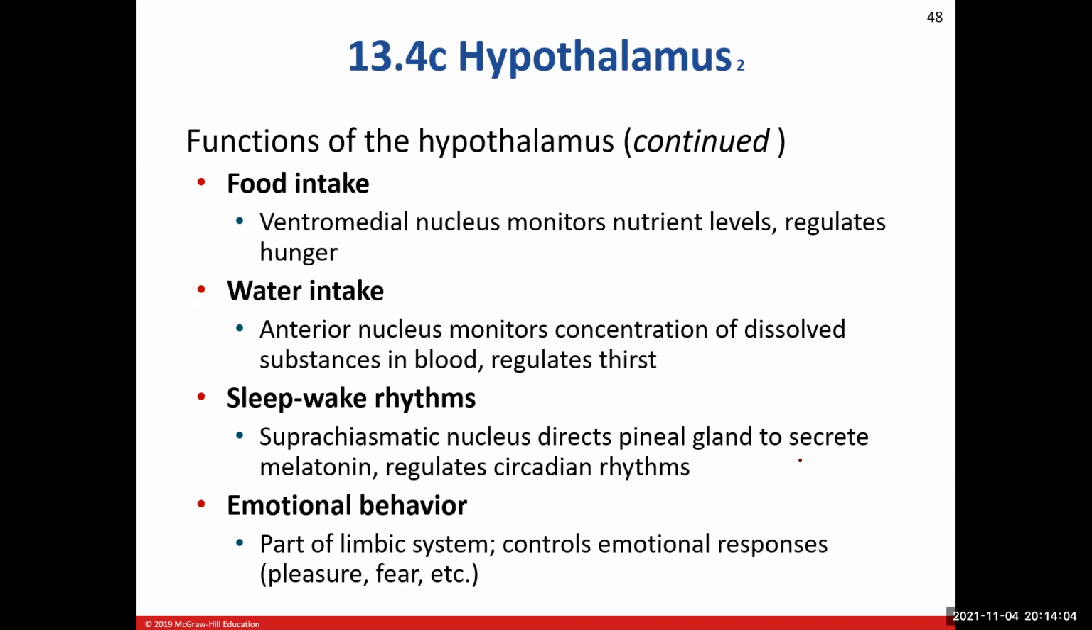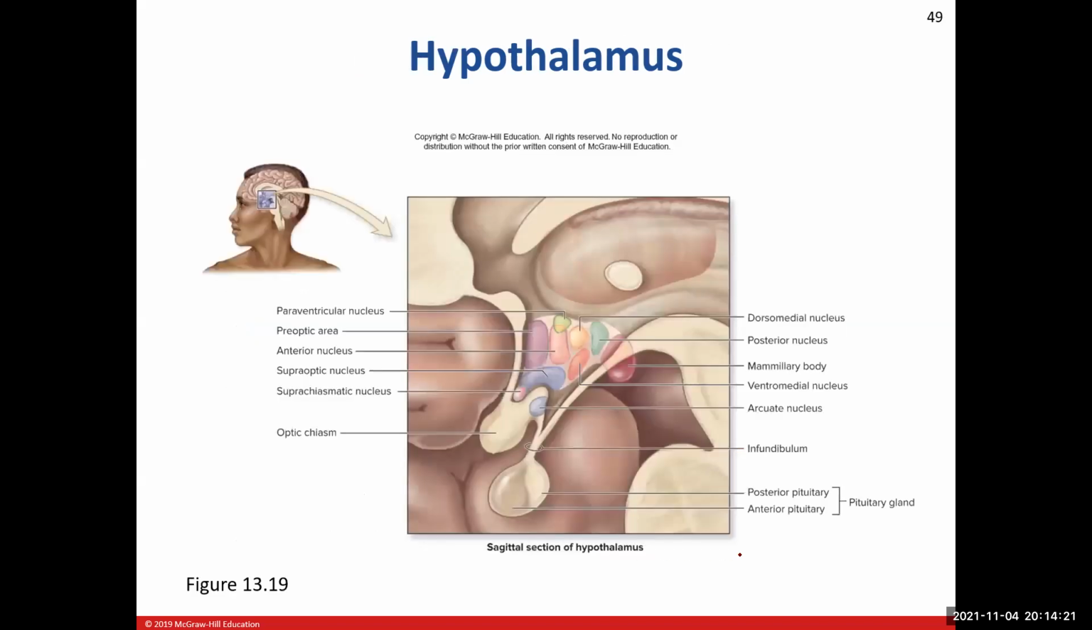Sleep-wake cycles are influenced by the hypothalamus because the hypothalamus is going to tell the pineal gland, hey, you need to secrete that melatonin. And then also it's involved in emotions. It is part of the limbic system, and it does control some of those emotional responses.